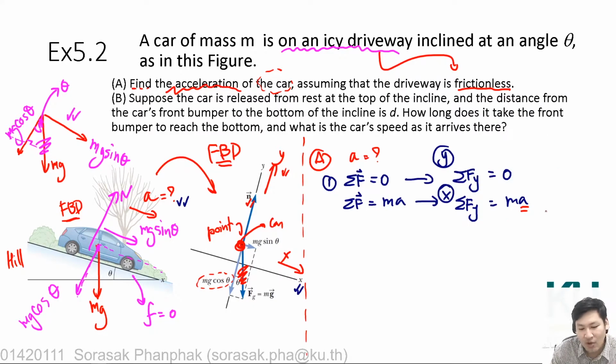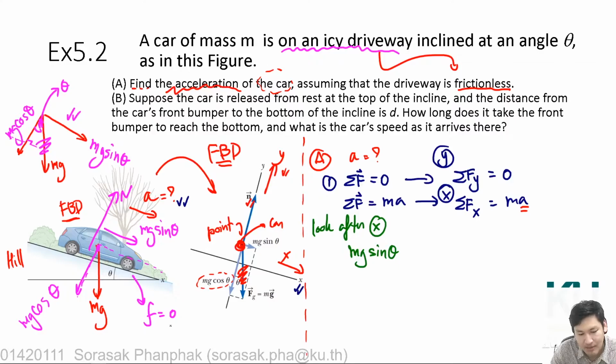However, not only the a, you can use the information from sigma Fy as well. So let's start from the x component first. If we look after x components, what we have here is the x one, sorry, this is not y. You have mg sine theta pulling in this direction.